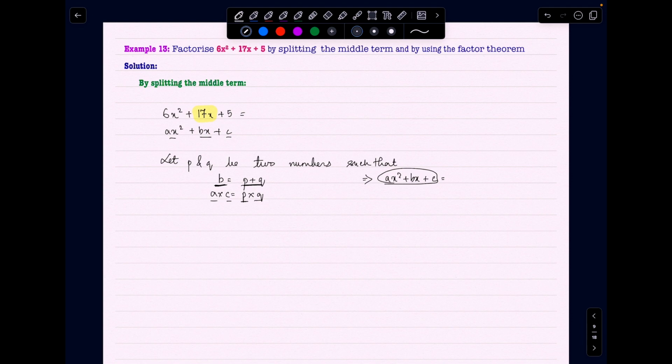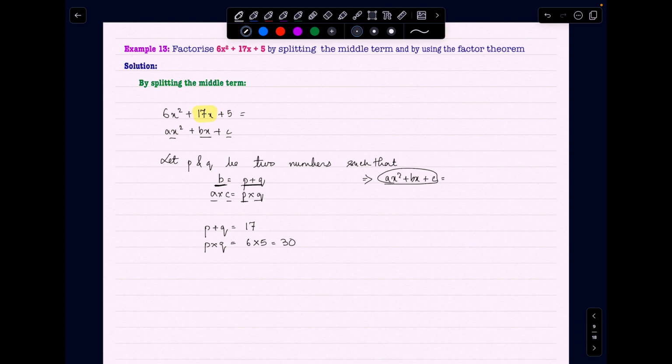So p plus q is b, which is given as 17. And p into q is a into c, which is 6 into 5 equals 30. Okay, 30. See, we can reach 17 in many ways.